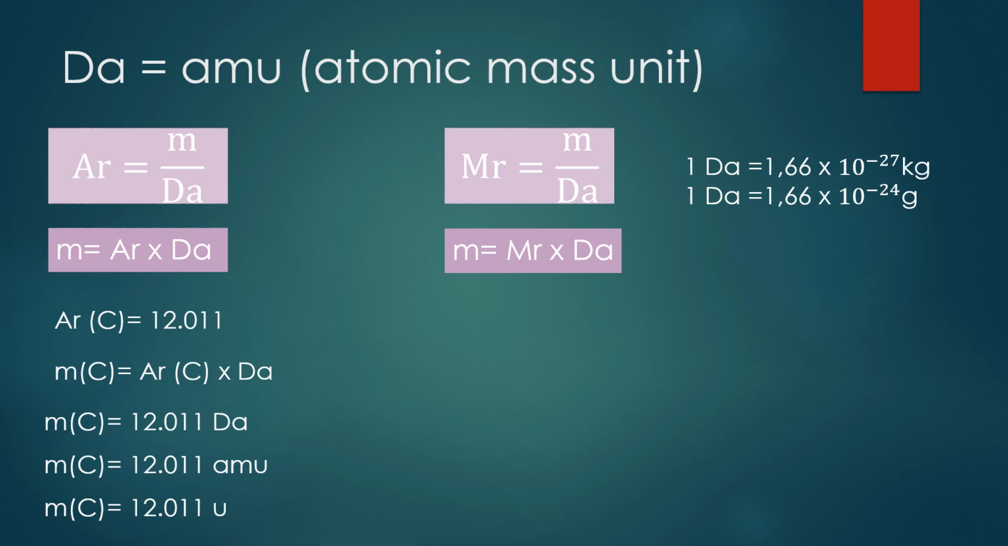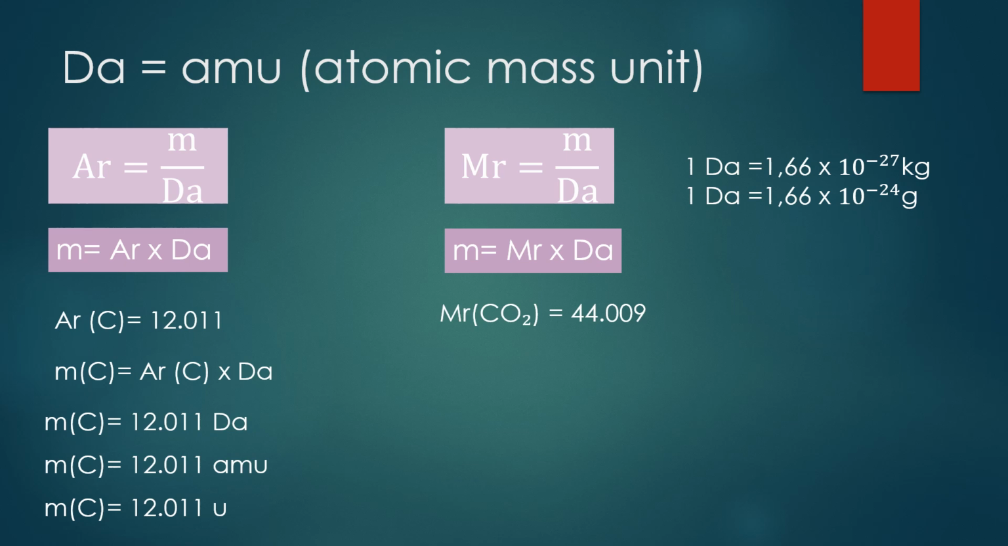One really important thing to mention is that Da, AMU, and U are different symbols used for the same thing, meaning they're all representing atomic mass unit. AMU is the old one, but is still used today, just so you're aware that if you see all three of these, they mean the same, or they're all the same number, 1.66 times 10 to the power minus 27 kilogram.